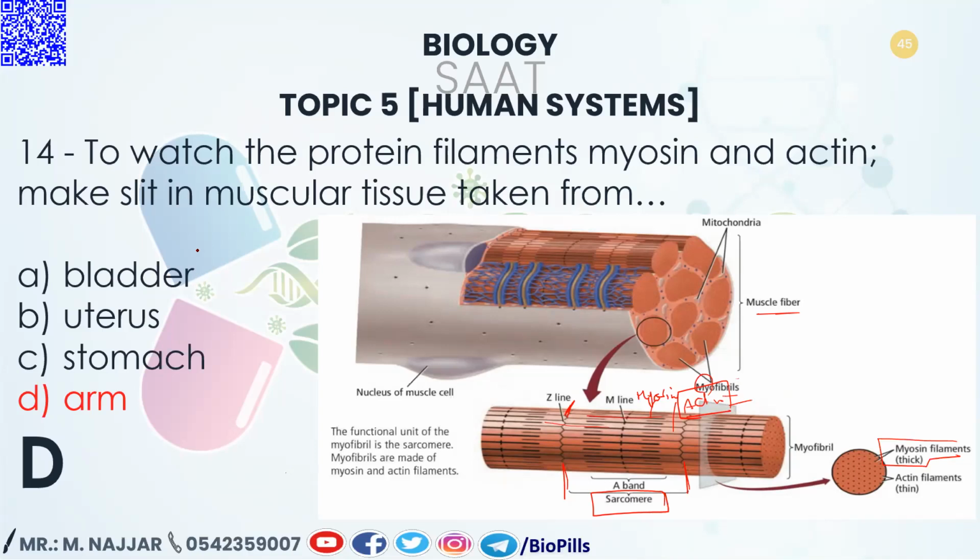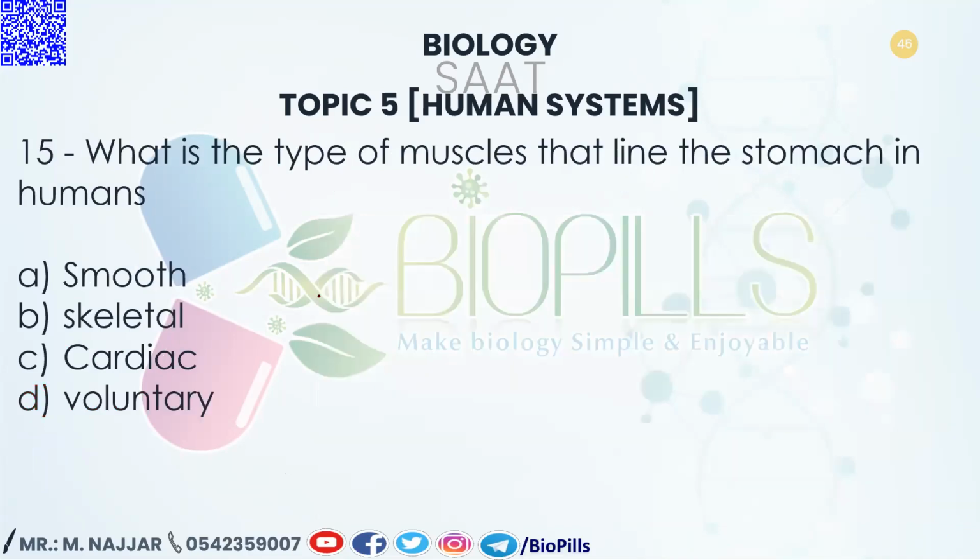Actually, we have only three questions on the muscular system in this exam. Question number 15. What is the type of muscle that lines the stomach in humans? A, smooth, B, skeletal, C, cardiac, D, voluntary. Of course, the muscles lining the gastrointestinal tract are smooth muscles.